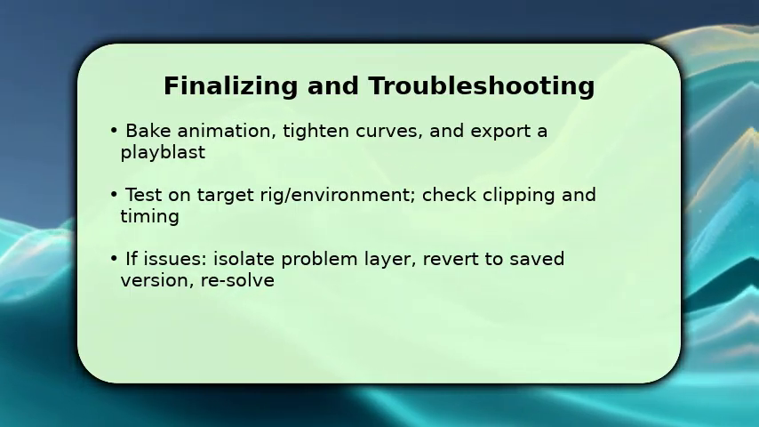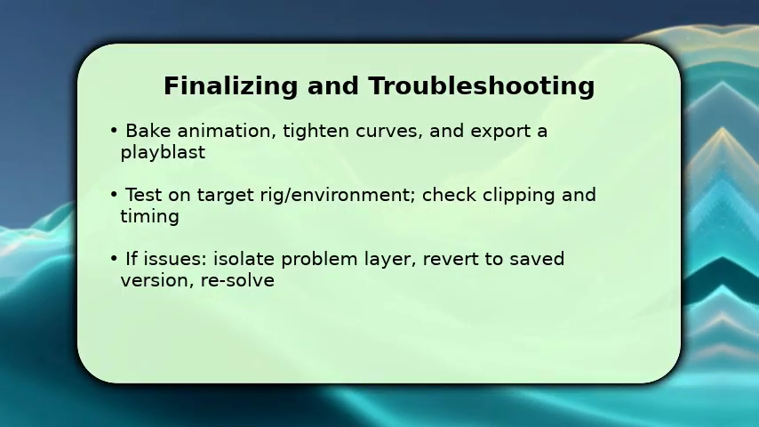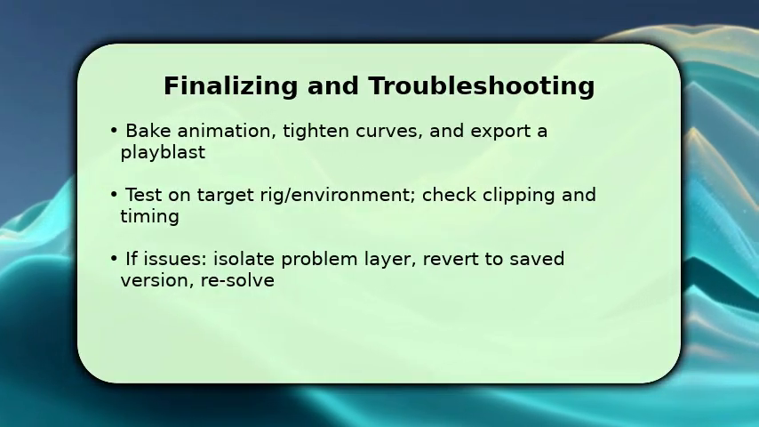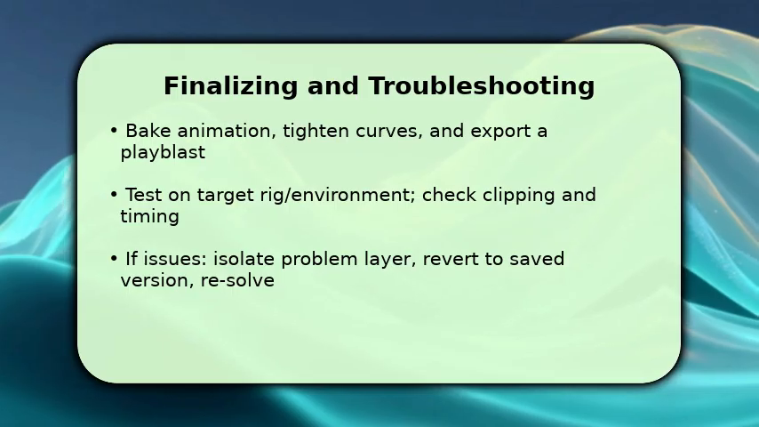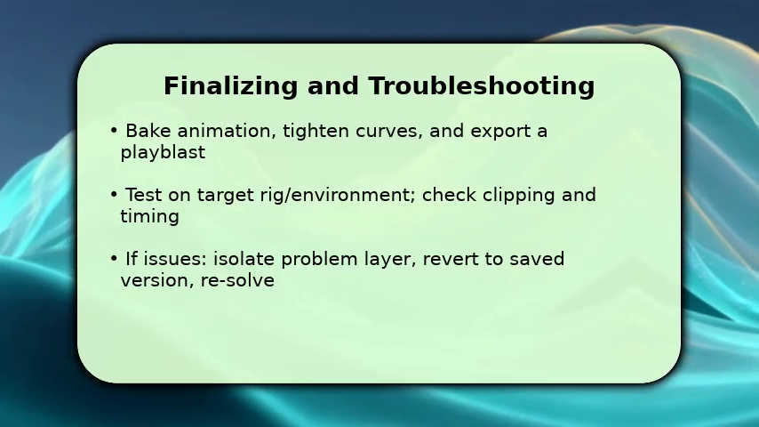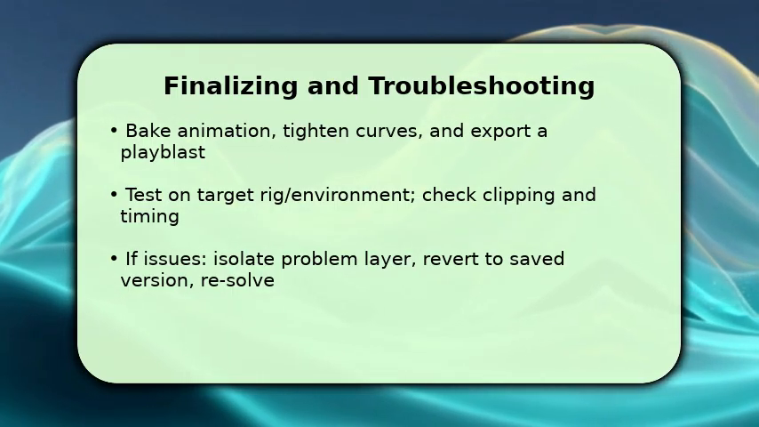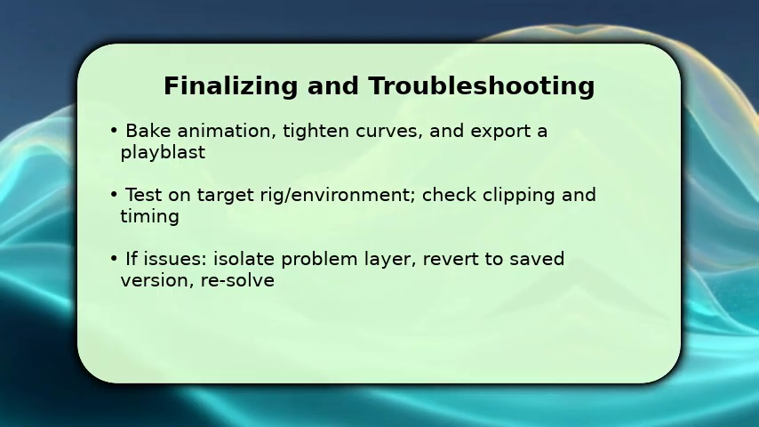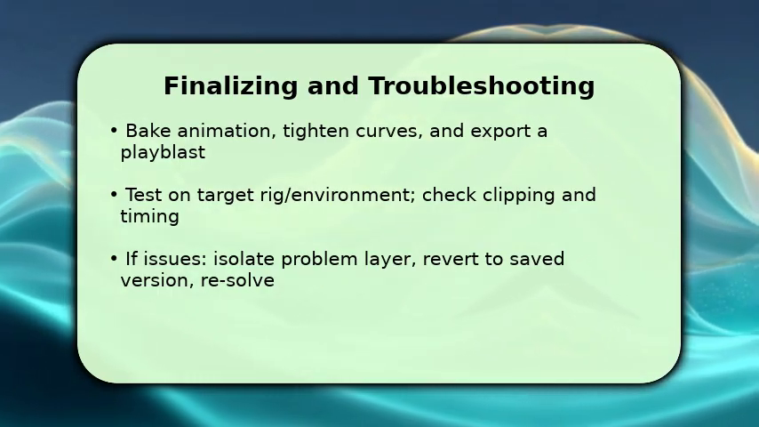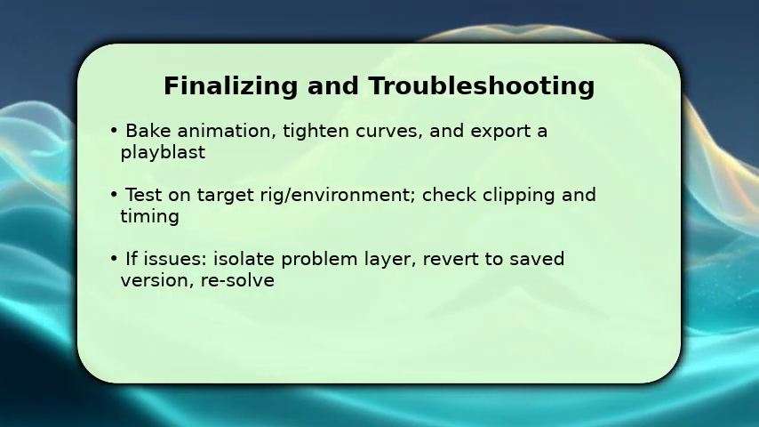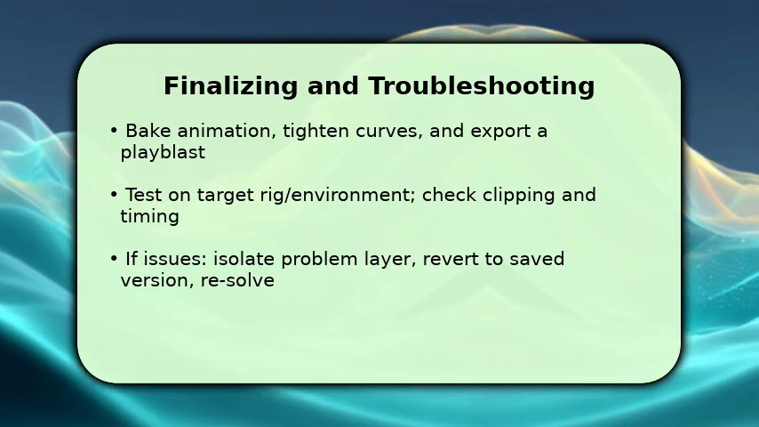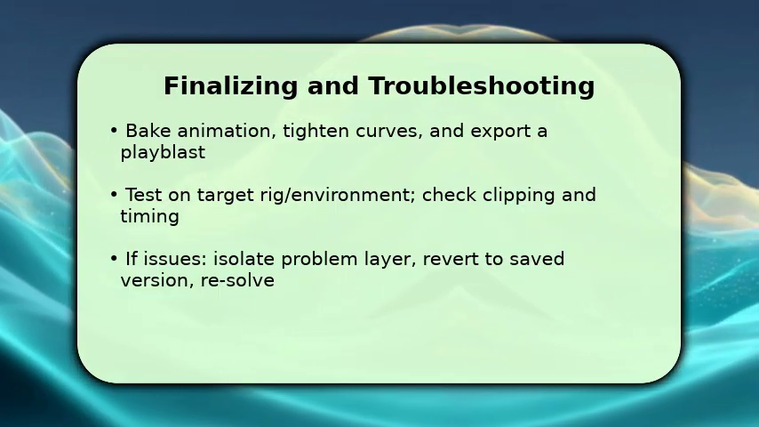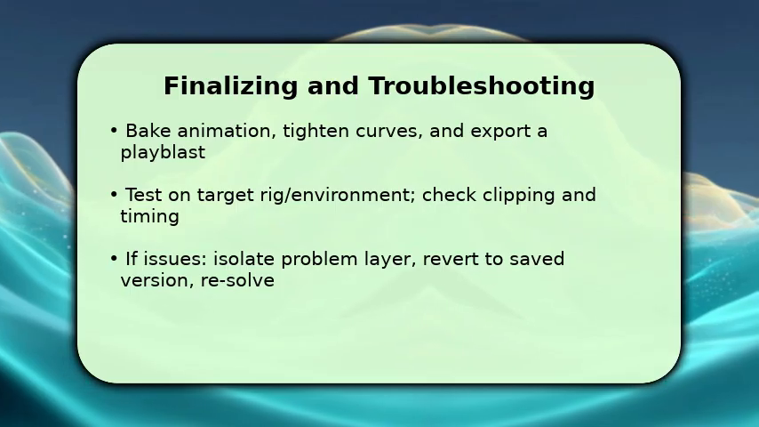Once done, generate a playblast or preview in the target environment to confirm timing and collision. Make small tweaks to avoid clipping and to preserve momentum. If something goes wrong, isolate the failing layer and compare to your versioned file. Often reverting a single pass and redoing overlap fixes it. Make sure to document the change that solved the issue before exporting the final file.